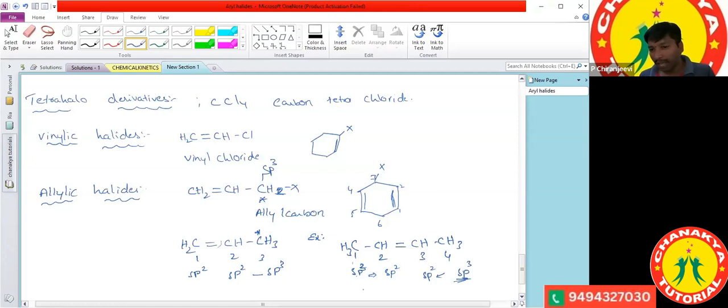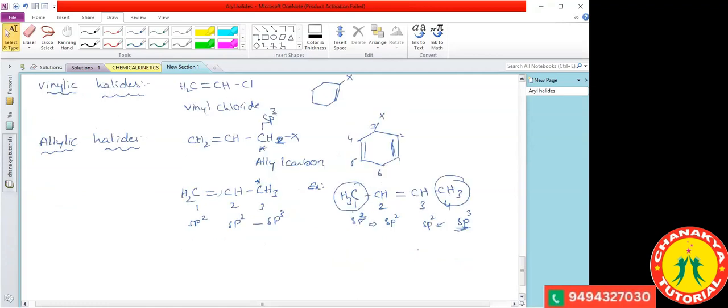Now we got the clarity. Total how many allylic positions are there? This is a carbon atom we can call an allyl carbon atom, and this is also an allyl carbon atom. Got the clarity, all of you? Yes, sir. And benzylic?